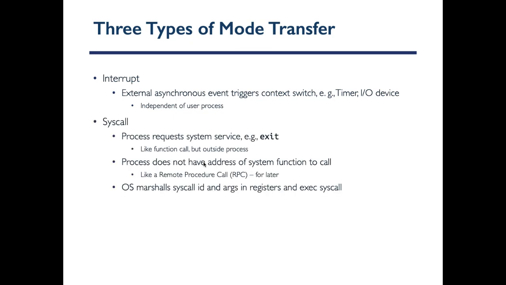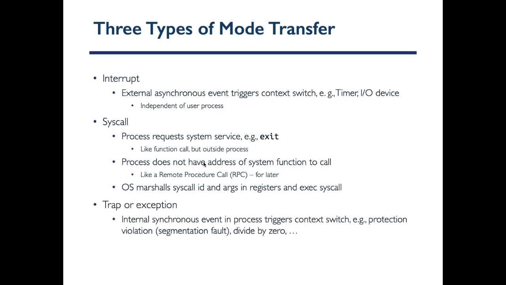The second one is system call. These are the ones where the user code will ask for a service from the operating system. So the process requests something, let's say exit, or open a file, or read from a file, or get a network packet for me. All of those are system calls. They would actually initiate a mode transfer.